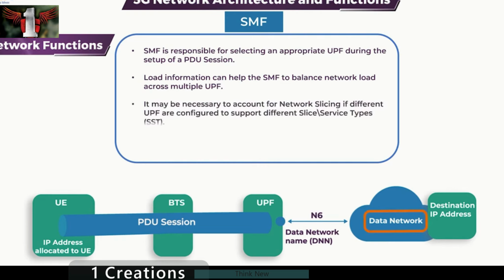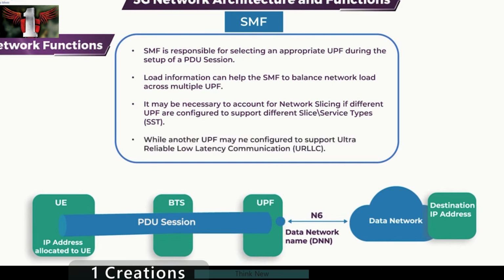It may be necessary to account for network slicing if different UPF are configured to support different slice or service types, SST. For example, one UPF may be configured to support enhanced mobile broadband, eMBB, while another UPF may be configured to support ultra-reliable low-latency communication, URLLC.